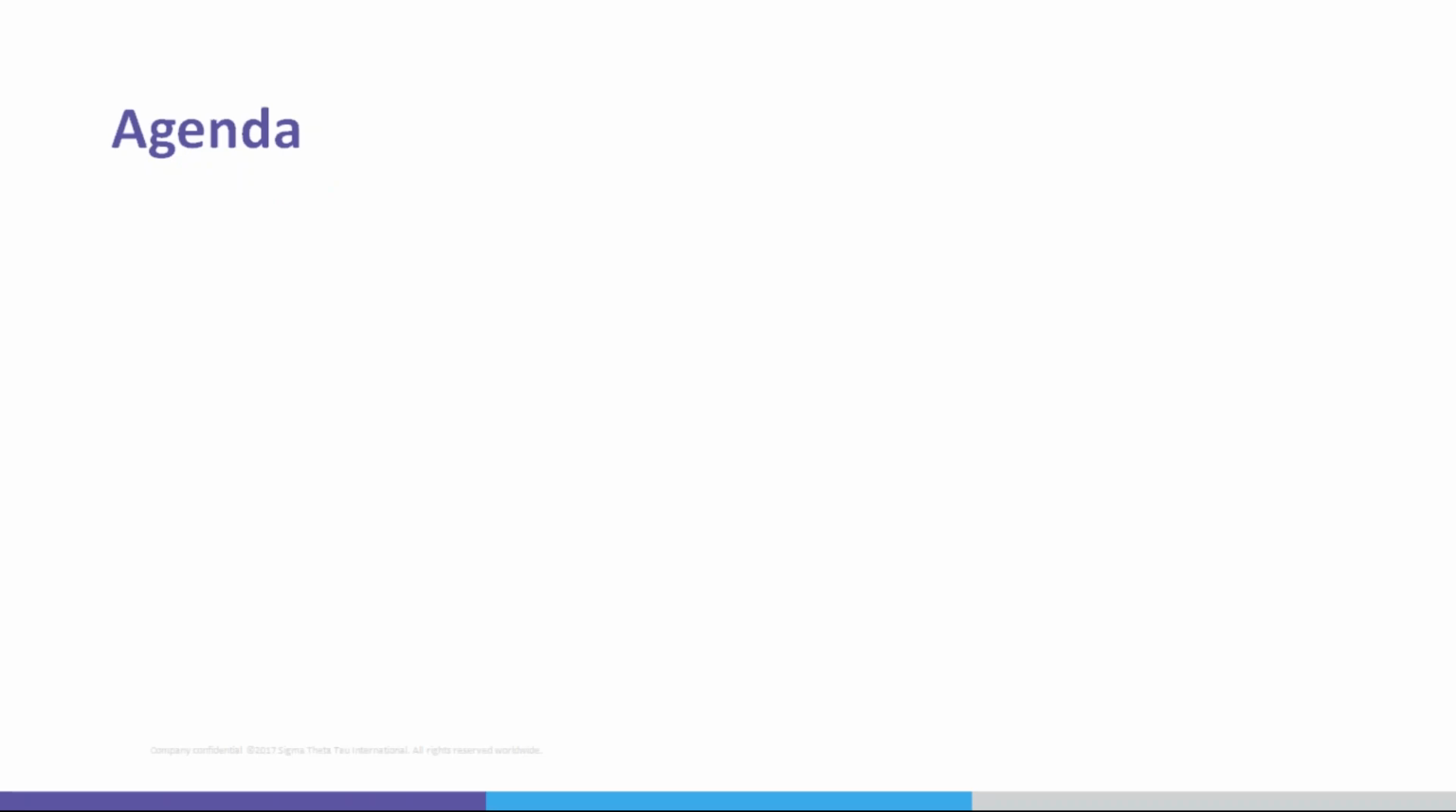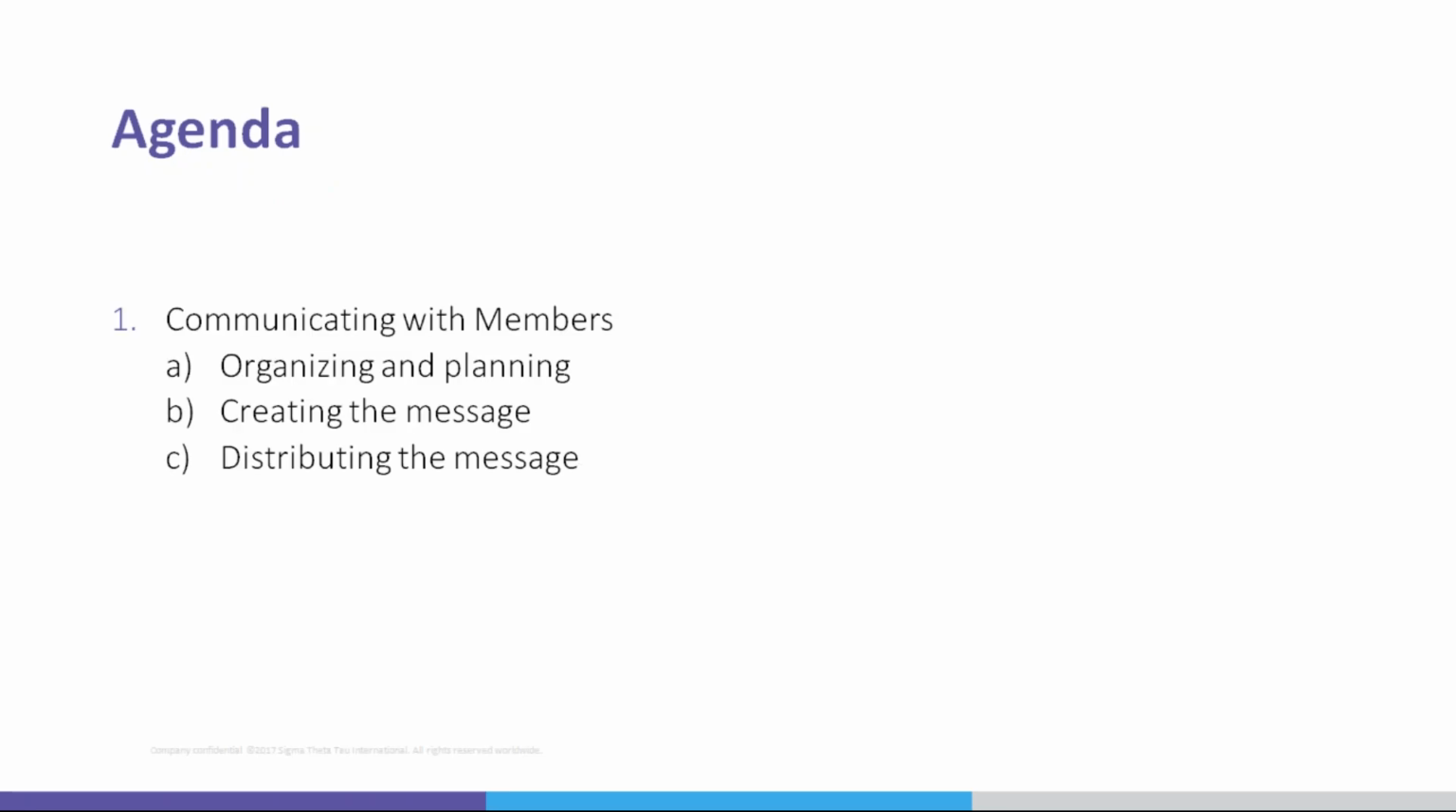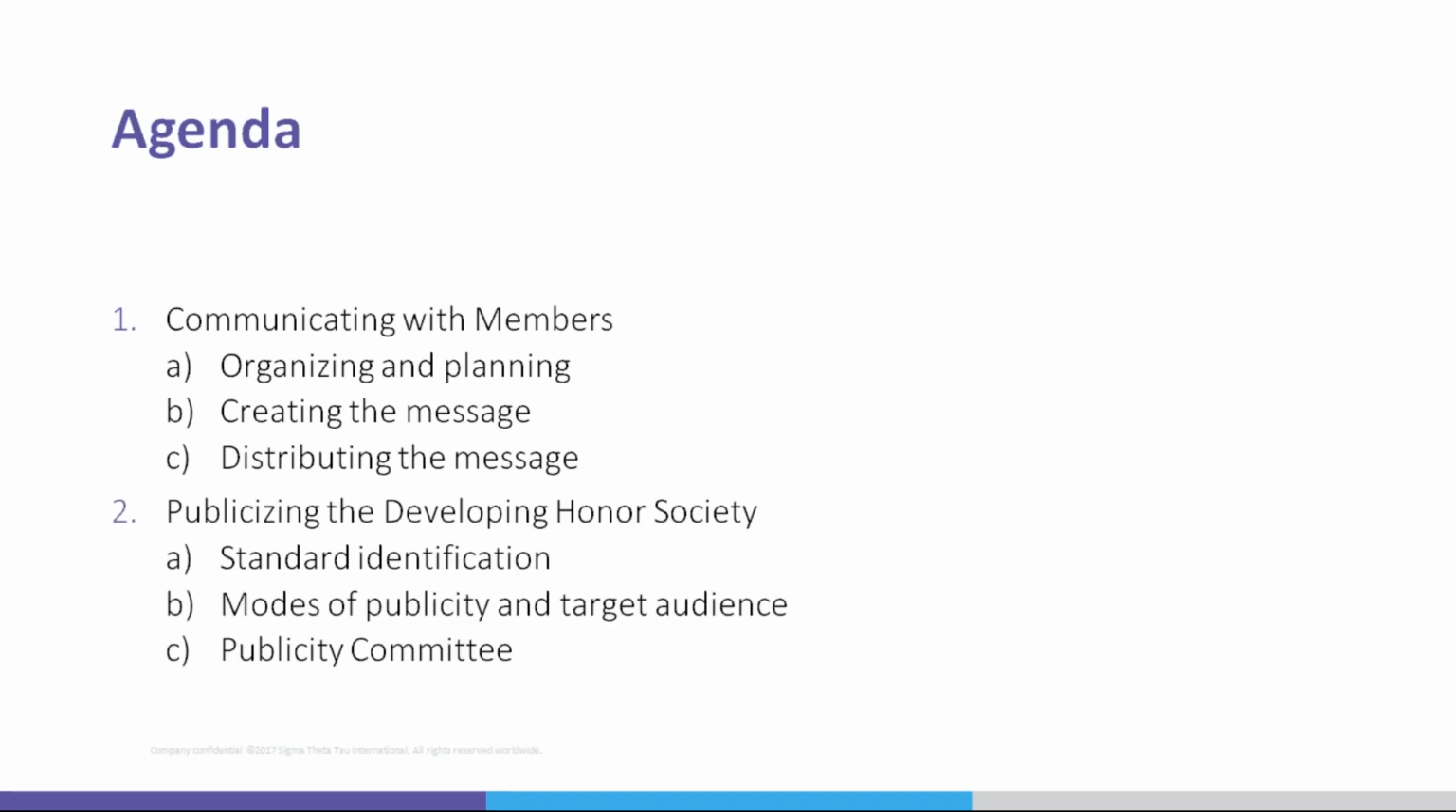This presentation will focus on three main topics. The first is communication with members, which is broken down into organizing and planning, creating the message, and distributing the message. The second topic is publicizing the Developing Honor Society, which includes developing standard identification, modes of communication and the target audience, and a publicity committee. The final topic will cover creating and managing the perceptions of the Honor Society held by both members and non-members.